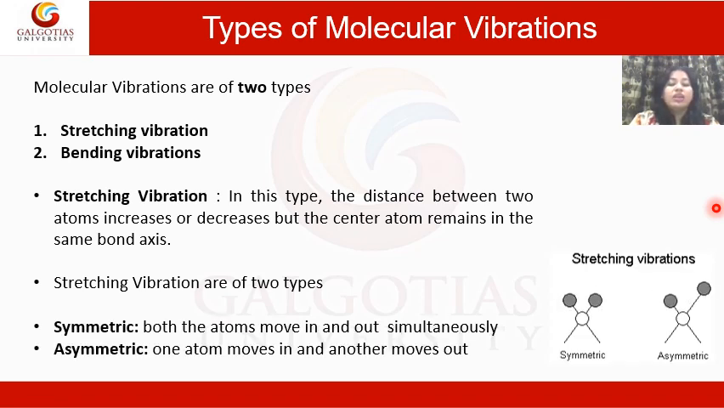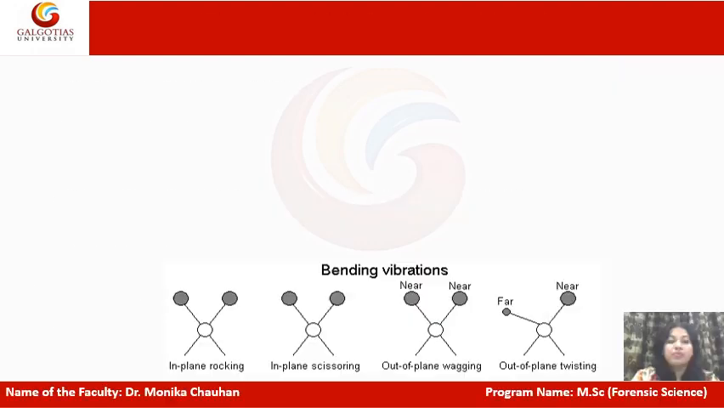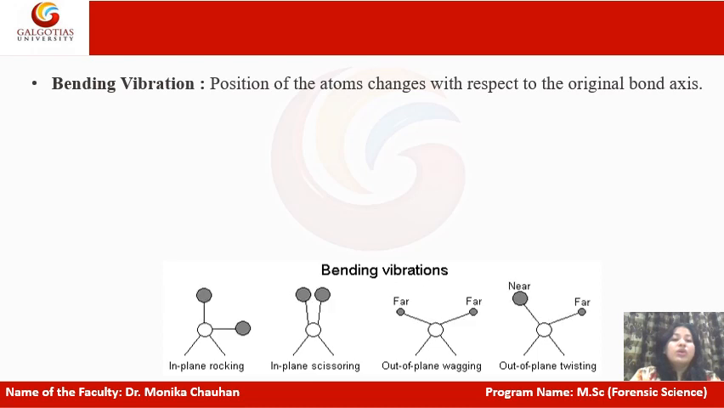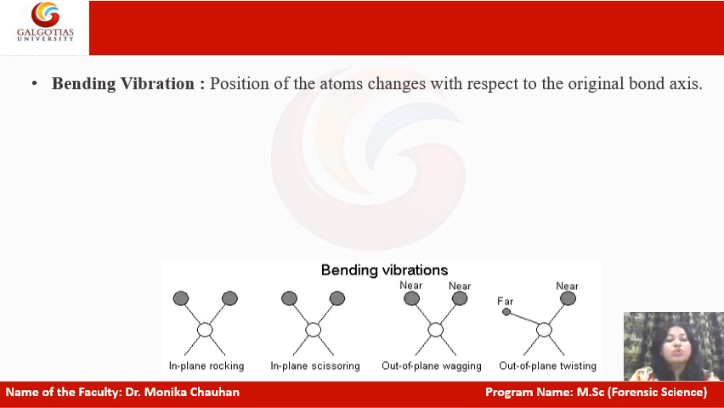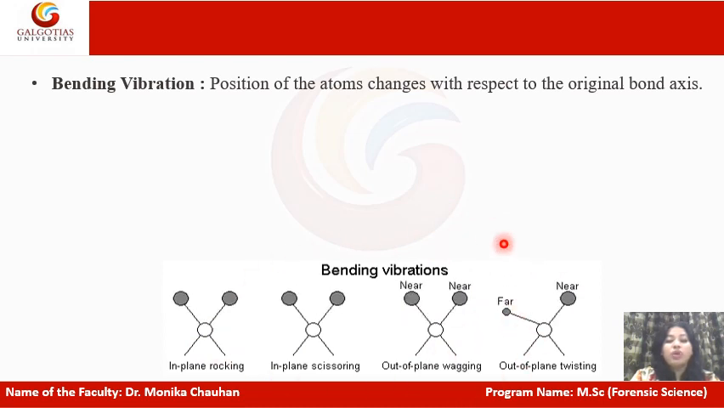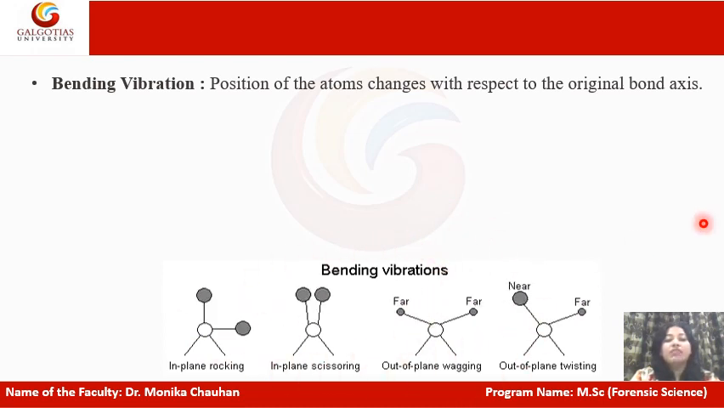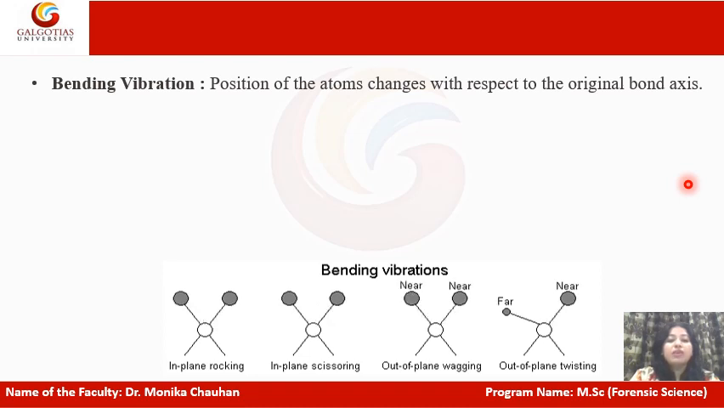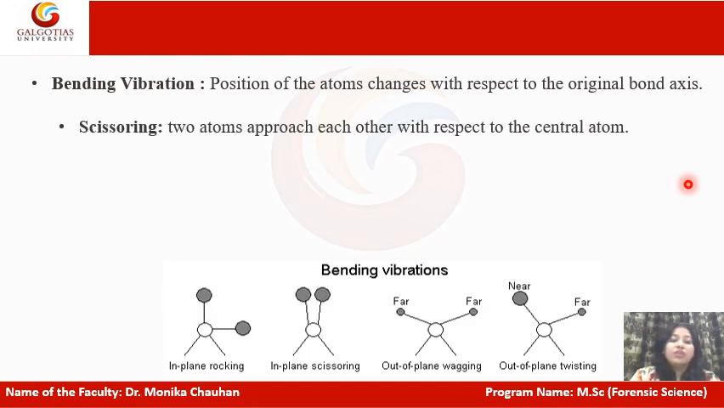symmetric and asymmetric. Symmetric is when both of the atoms move in and out simultaneously, whereas when one atom moves in and another moves out, it is called asymmetric vibration. Now, bending vibration. When the position of an atom changes with respect to the original bond axis, it is called bending vibration. Bending vibrations are of several types.